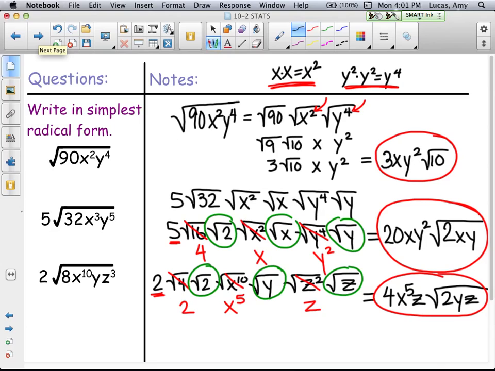Simplest radical form. So remember, if it's an even exponent, so that one I just did was like x to the 5th times another x to the 5th is x to the 10th. If it's an even amount, it's a perfect square. If it's an odd amount, take one of them out, and then the rest of it's even, so it's a perfect square.